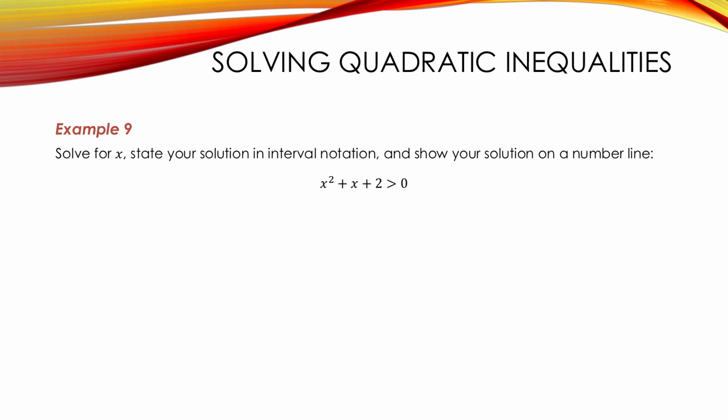Example 9 says to solve for x and state our solution in interval notation and on a number line. But this time we have x squared plus x plus 2. Where is it greater than 0? So this one we'll have to find the zeros. So where is x squared plus x plus 2 equal to 0? Well, what multiplies to give me 2 and adds to give me 1? Nothing that I can think of. So we need to use the quadratic formula to find our intercepts.